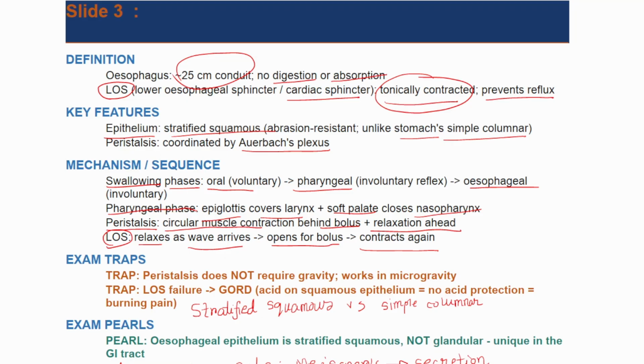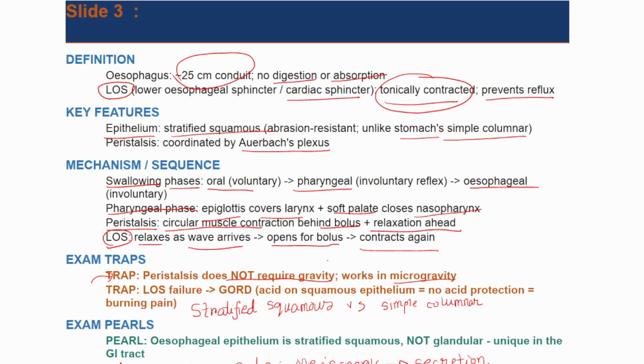your exam score. The first trap talks about the gravity dependence misconception. Examiners routinely attempt to confuse students by stating that esophageal transit relies heavily on gravity or posture. You must remember the trap that peristalsis does not require gravity because it is an active muscular process. It functions perfectly in microgravity or when upside down.